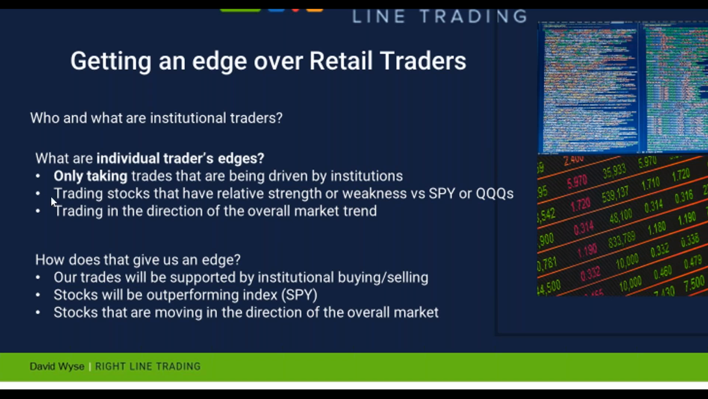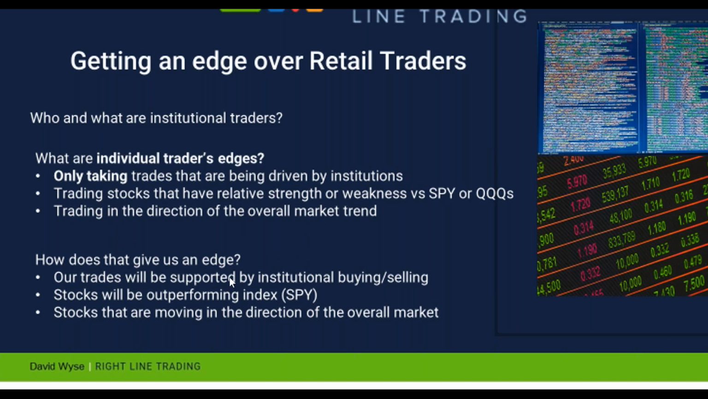This is really a key thing. By knowing when the institutions are in there, and then trading stocks that the institutions are in that also have relative strength and relative weakness, you're really increasing your likelihood of being successful on the trade. And again, we want to trade in the direction of the overall market if there is a direction. And it gives us an edge.